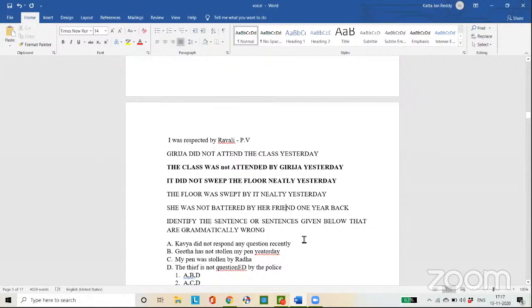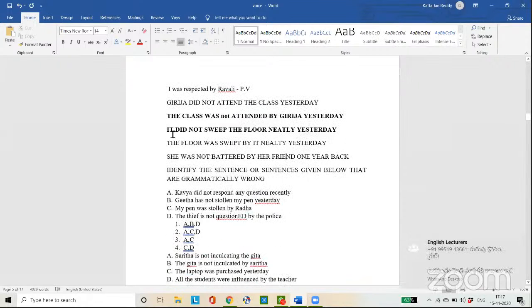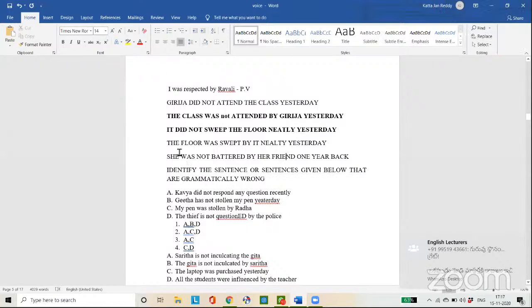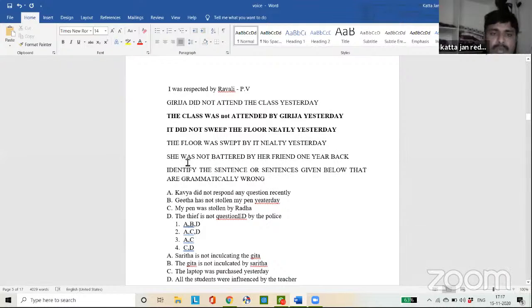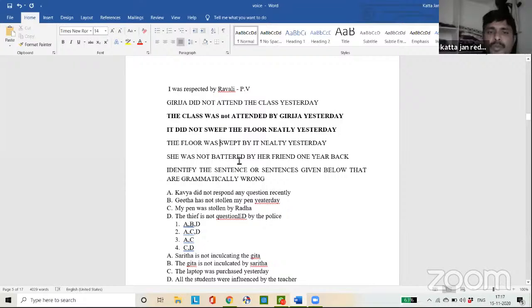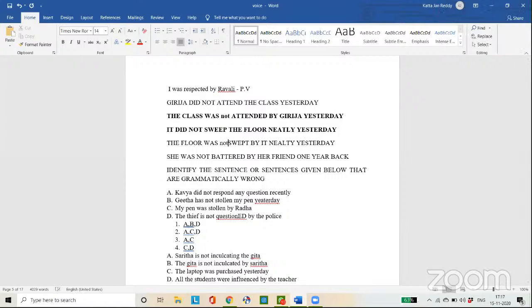Down example also, sir. Which one? This? Did not sweep. The floor was swept. These are both negative, sir. Yes, these two. One positive and negative. Yes, sir. That's it. Yes, it's a typo. Okay, sir. That's all, sir. Thank you.